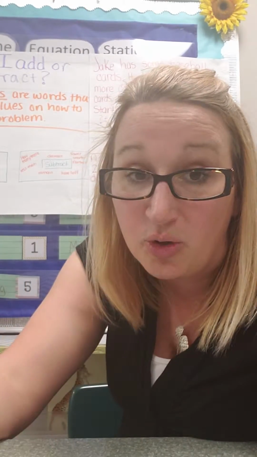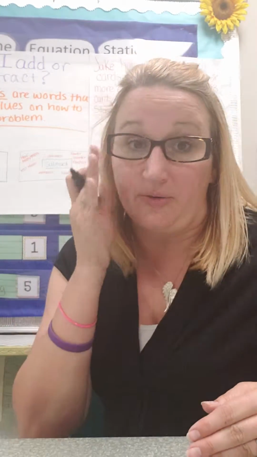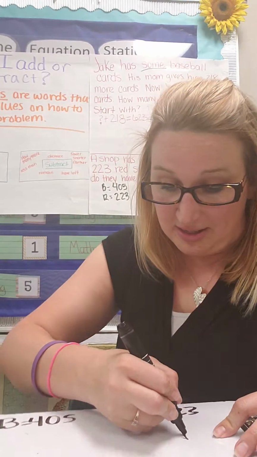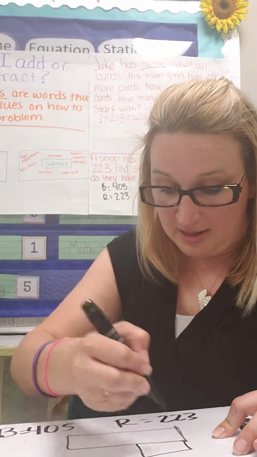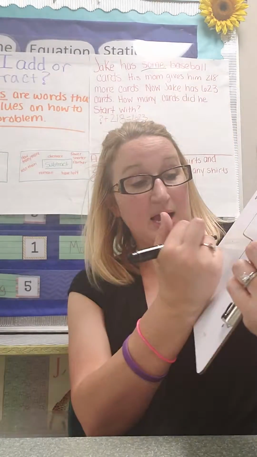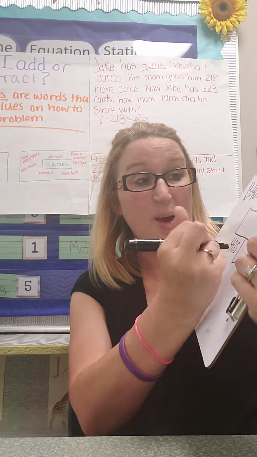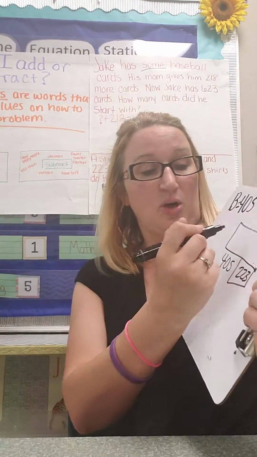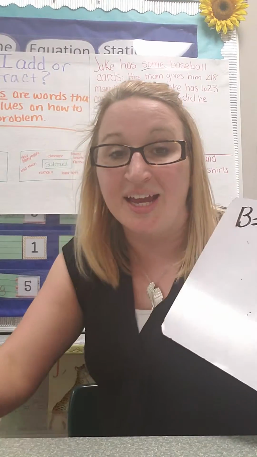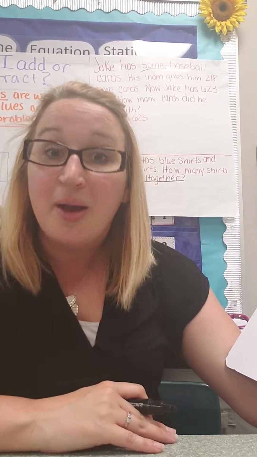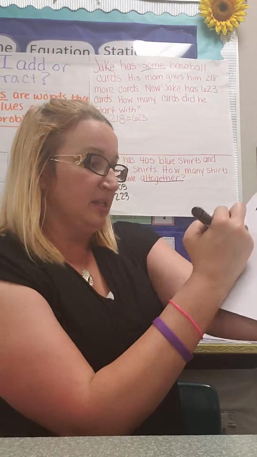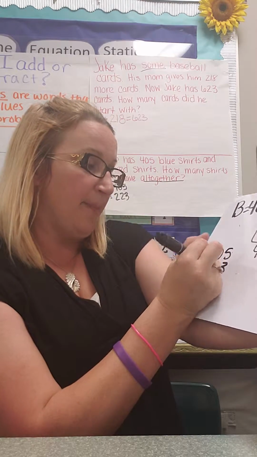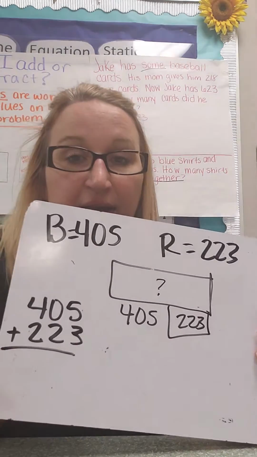They don't have a total. They want us to find out what the total number of shirts is. So I know my pieces. And I know both of my pieces, but I don't know my total. So I need to find my total. So I'm going to add it. I'm going to show you the standard algorithm with adding these. So again, I'm going to write it vertically, up and down.